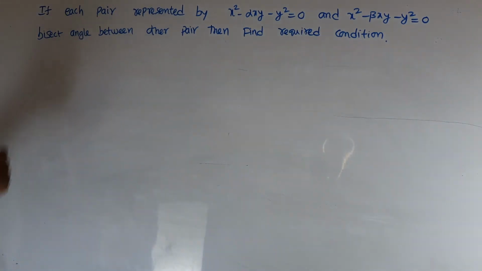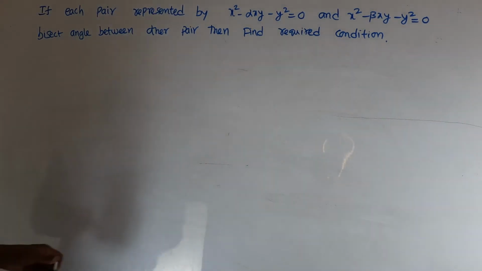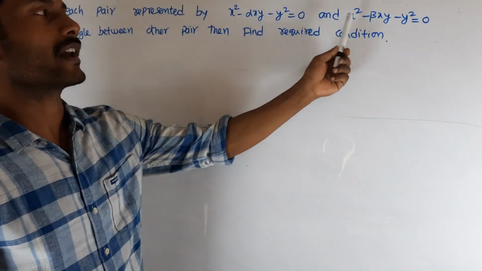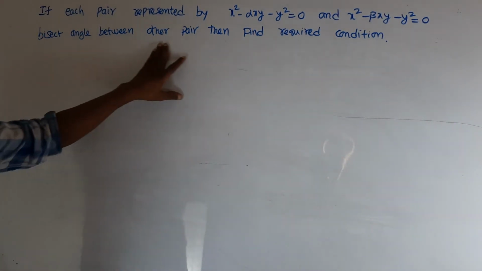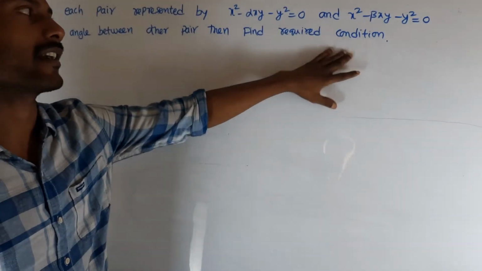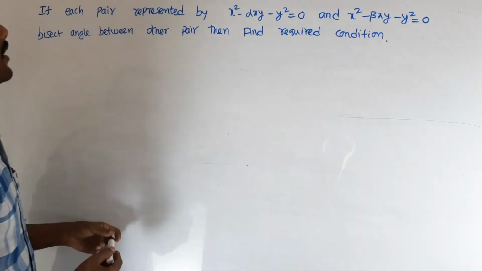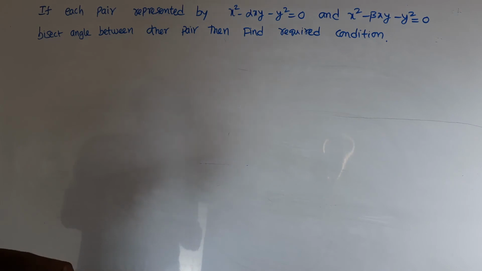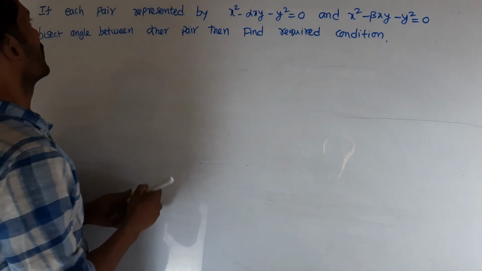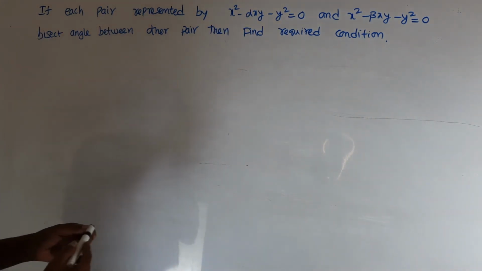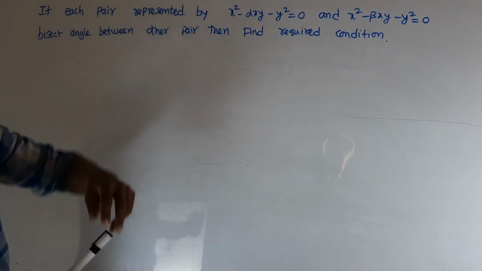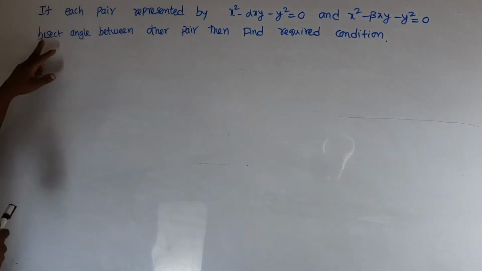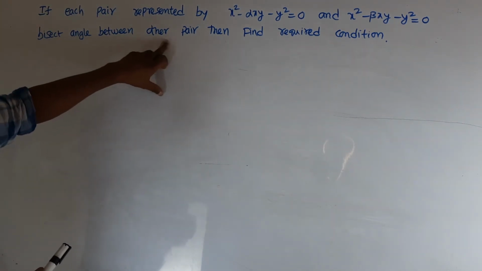If each pair represented by x square minus alpha xy minus y square equal to 0 and x square minus beta xy minus y square equal to 0 bisect the angle between the other pair, then find the required condition. We need to calculate the condition between alpha and beta.